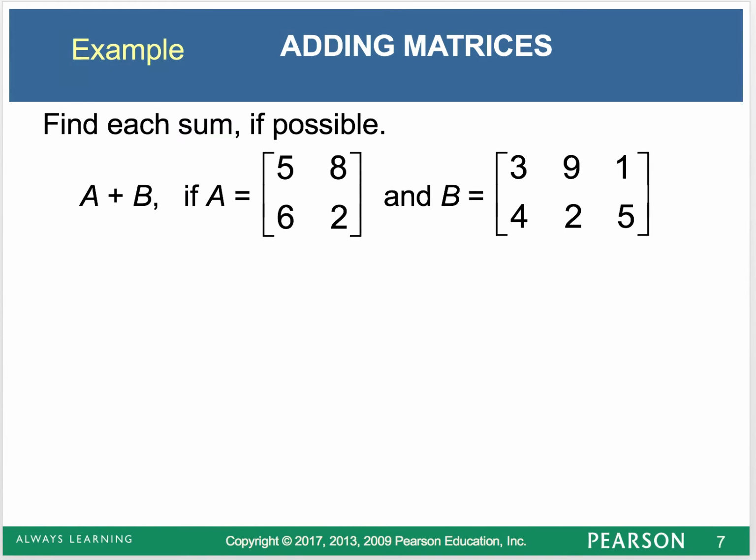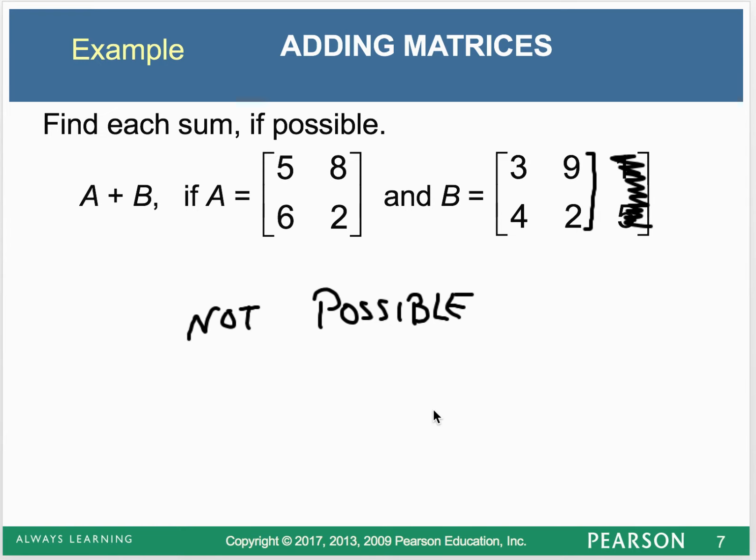Now, here's another way you might see those instructions written. Okay, find A plus B if matrix A is this and B is that. Well, it's not possible. They're not the same size. So I can't do this addition. But once again, this is just another way you might see it written. So if it had been instructions like this, oh, then I could add them together. 5 plus 3 is 8. 8 plus 9. 6 plus 4. 2 plus 2. Right? But as written, not possible.